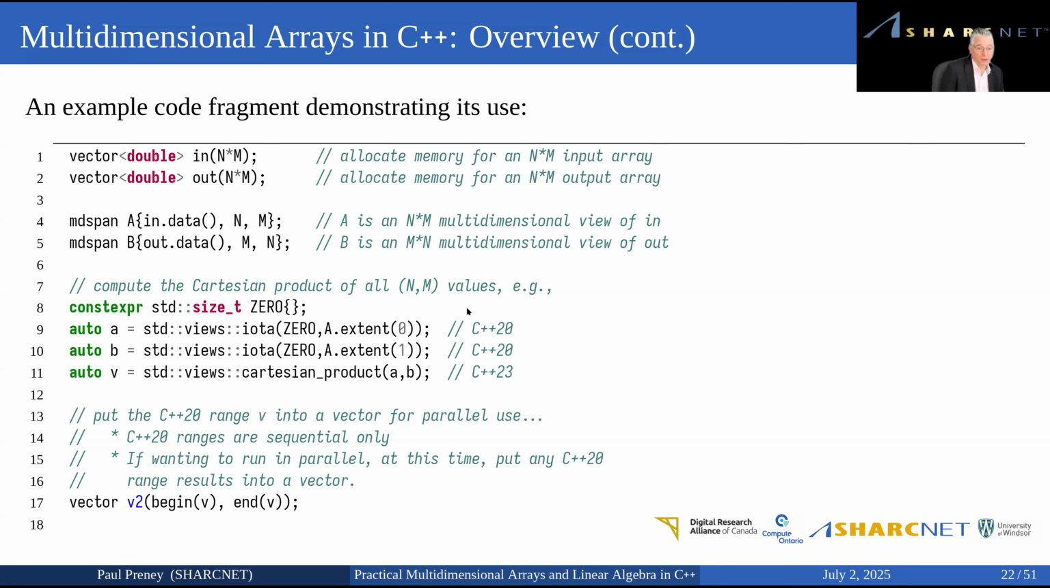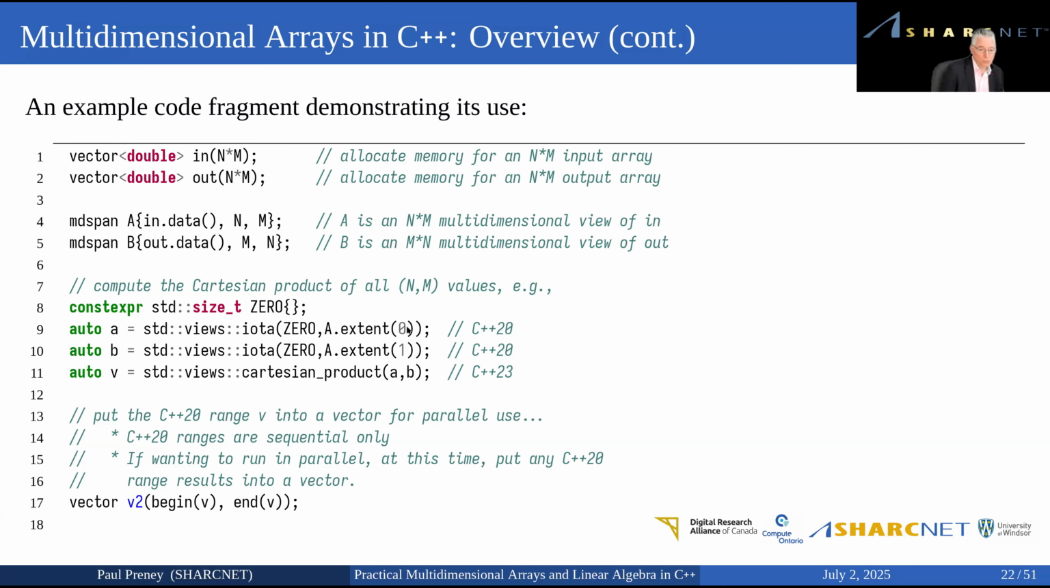Then I might want to get all indices. So 0, 0, 0, 1, 0, 2, 0, 3, etc. I keep going through all my indices where it's row, comma, column. Well, how can I do that? Nice C++20 way of doing it is you can use the iota. If you're before C++20, use the iota standard algorithm and put that into a vector.